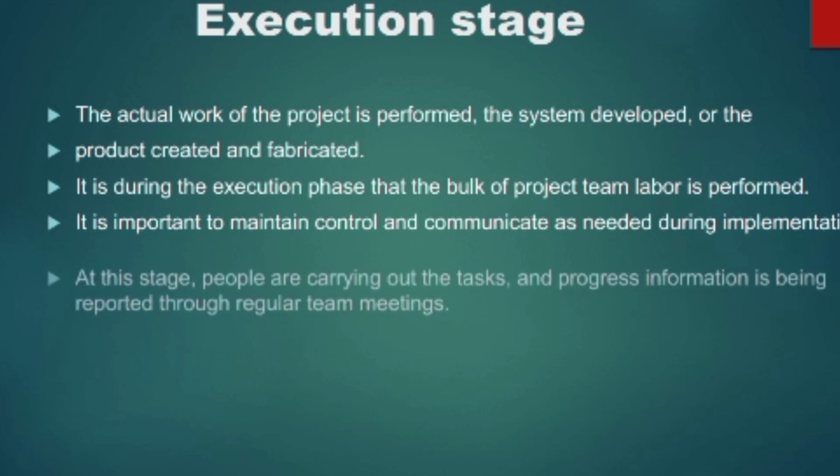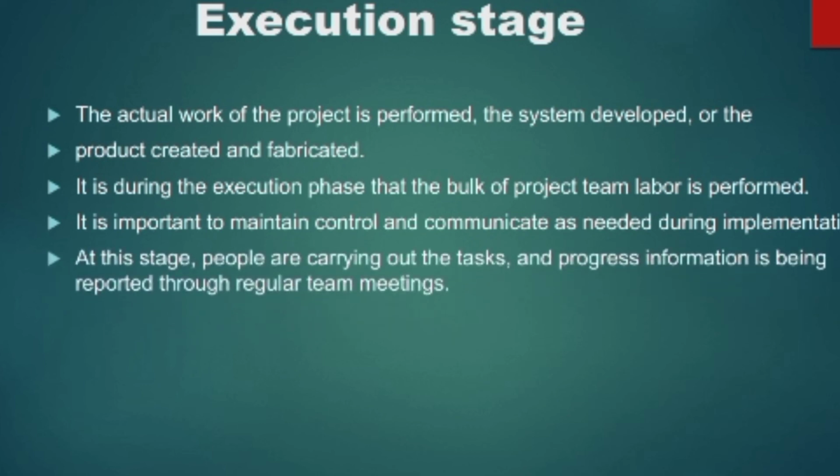So at the execution stage, information should be communicated most often. And at this stage too, people are carrying out the tasks, and the progress information is being reported through regular team meetings. So at the execution stage, there should be regular interaction, regular discussion meetings, so that the project manager knows what to do at each point of that stage.